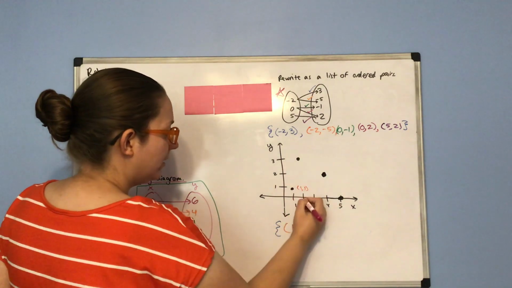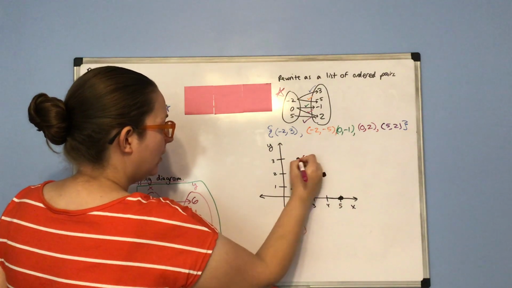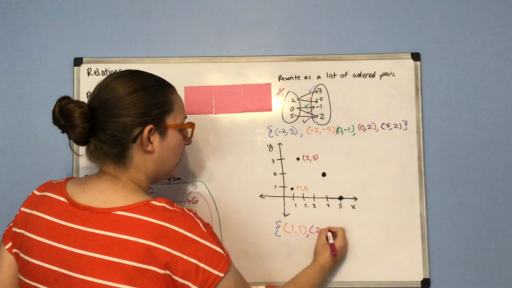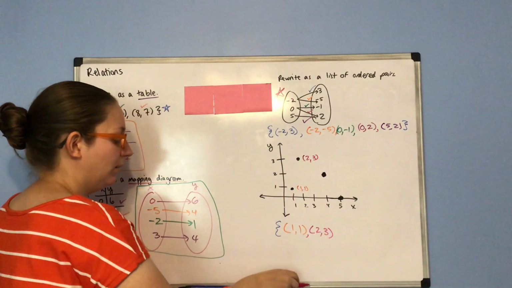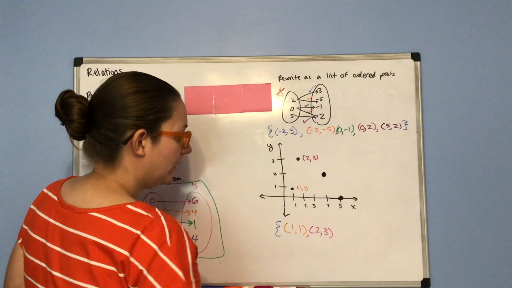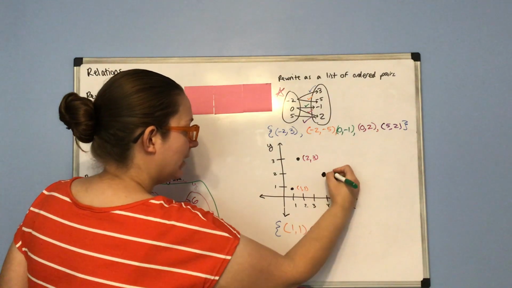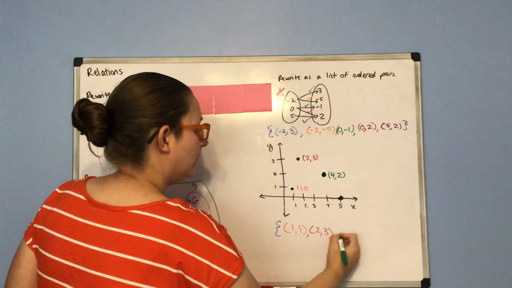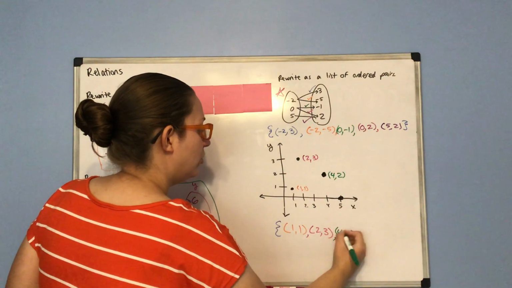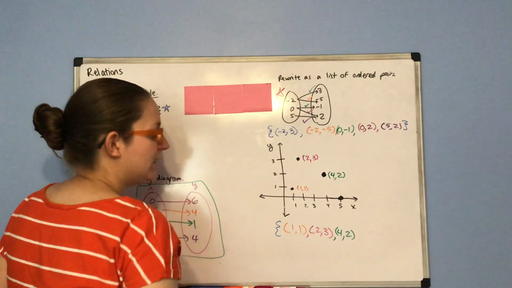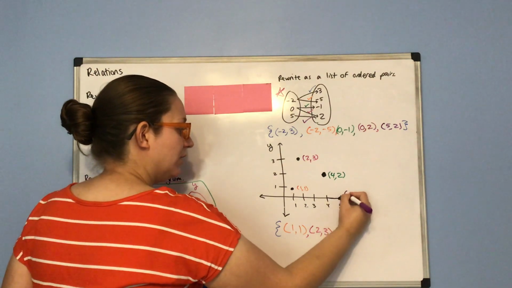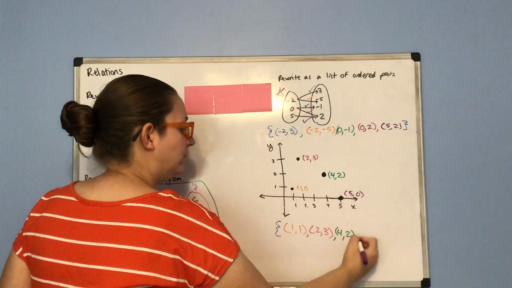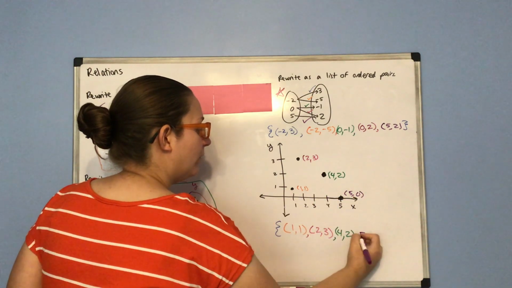I'm going to do this one next. My x value is 2, my y value is 3. So the next point on my list of ordered pairs is 2, 3. Moving right along, we have 4 for the x value for this point, 2 for the y value. So I have 4, 2. And then last but not least, my x value here is 5. Since it's on the x-axis, my y value is 0. So I have the point 5, 0.